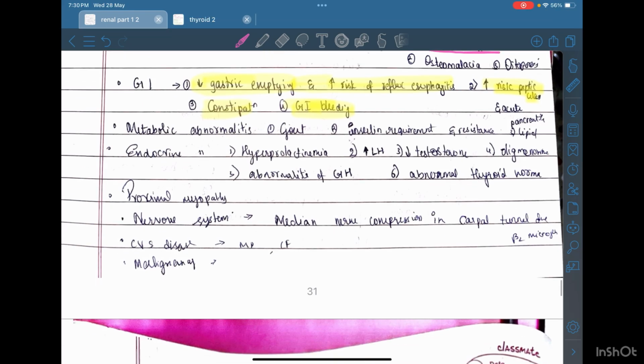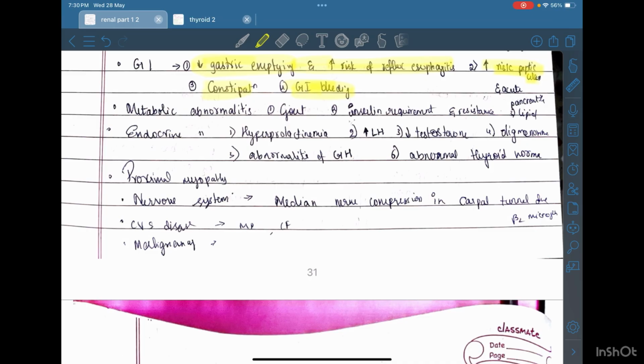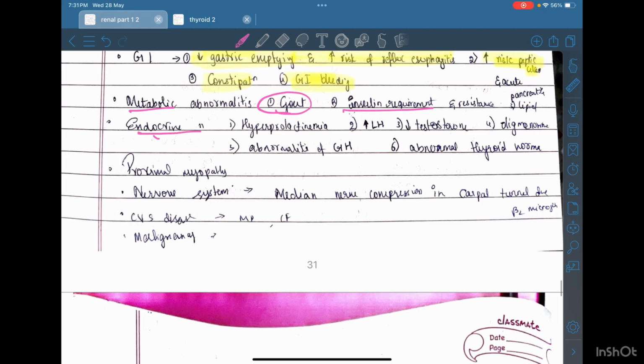Then metabolic abnormalities like gout, insulin resistance and lipid abnormalities like increased triglycerides and hypercholesterolemia. Endocrine abnormalities like hyperprolactinemia, increased luteinizing hormone in both sexes, then decreased serum testosterone levels.